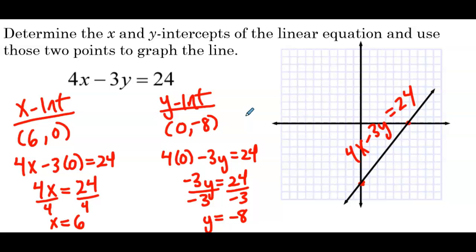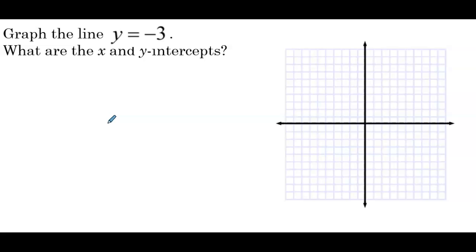Now, what happens if a line doesn't have an x-intercept or it doesn't have a y-intercept? What is that line going to look like? So let's take a look. Graph the line y equals negative 3. If we think about this line, there's no x variable in this equation, so we're plotting all the points that have a y-coordinate of negative 3. So, for instance, 0, negative 3 is one of them, and then 3, negative 3, and negative 4, negative 3. Any point that has a y-coordinate of negative 3, we're going to plot on this line.